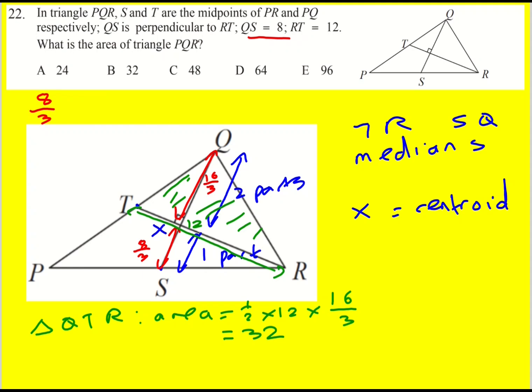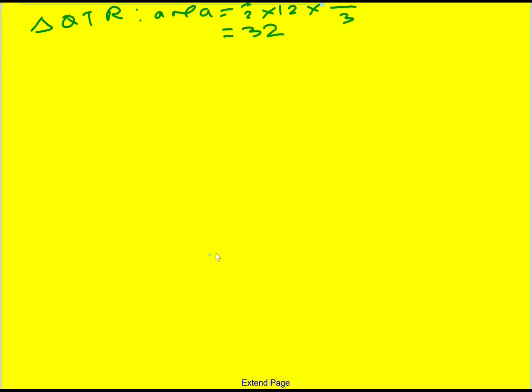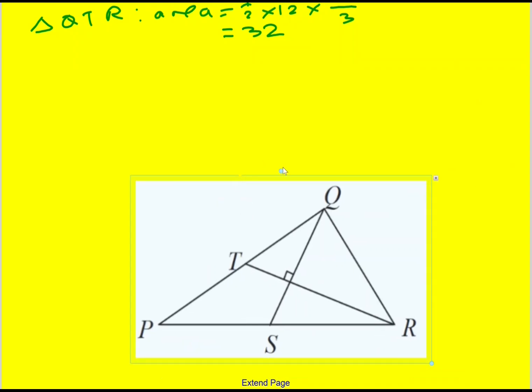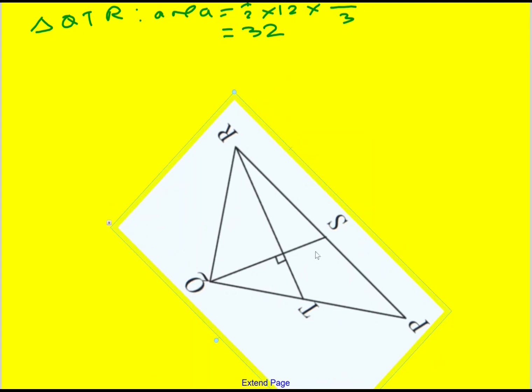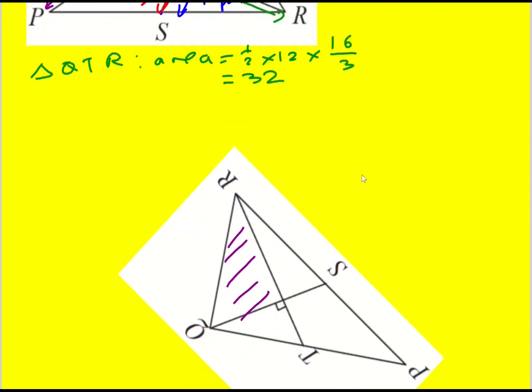But here's the thing, because QT and TP are the same length, then actually if we rotated this triangle, we'd see that they must have the same area. Let me just do that to convince you. Rotate it around like this. So we found out this area. Wait, what did I have it in? I had it in green.